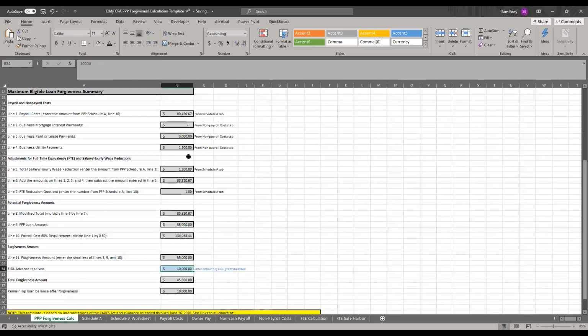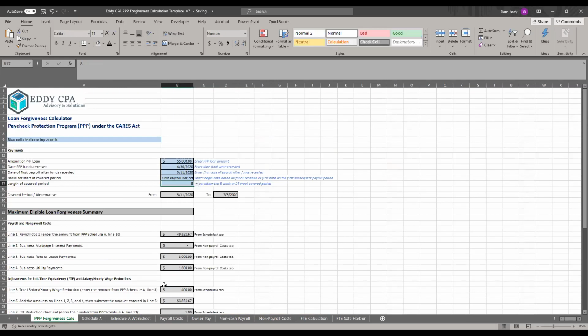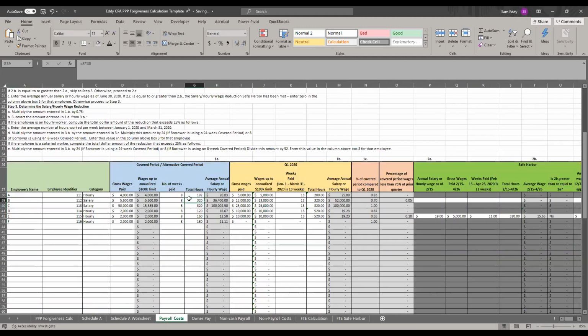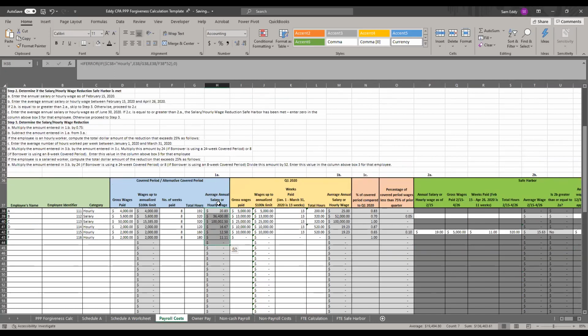Now this will determine, if we select our 8-week example, the average annual salary or hourly wage for the covered period. And that's going to be sort of what you're comparing to your Q1 2020. Now in your Q1 2020, you're going to pull the same information, put in your gross wages paid, the weeks paid, and the total hours to calculate the same measure of the average annual salary or hourly wage.